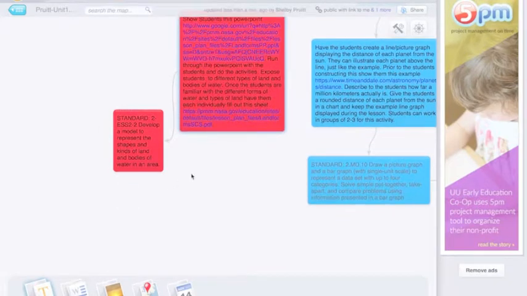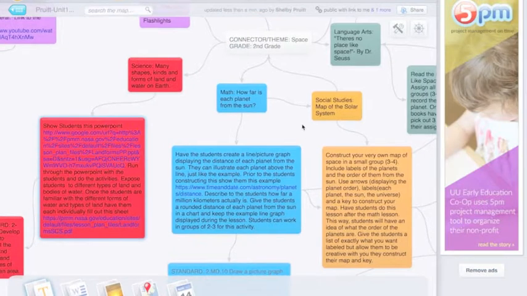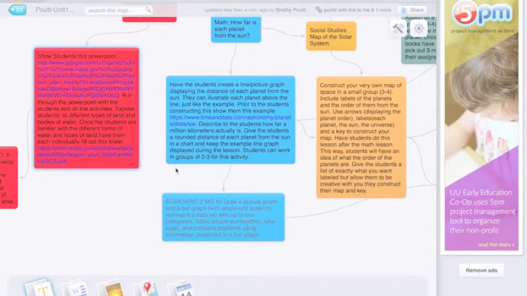The standard for this is develop a model to represent the shapes and kinds of lands and bodies of water. And then for the math unit, the title is How Far is Each Planet from the Sun? The students create a line picture graph displaying the distance of each planet from the Sun. They can illustrate each planet above the line, just like this example.